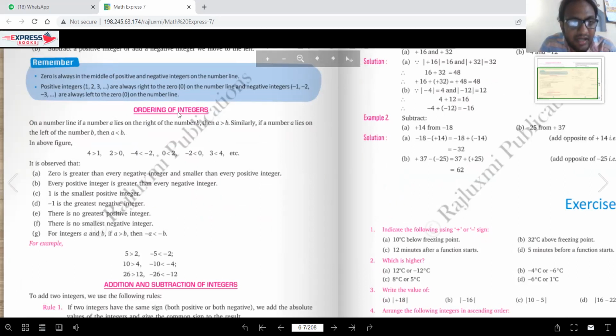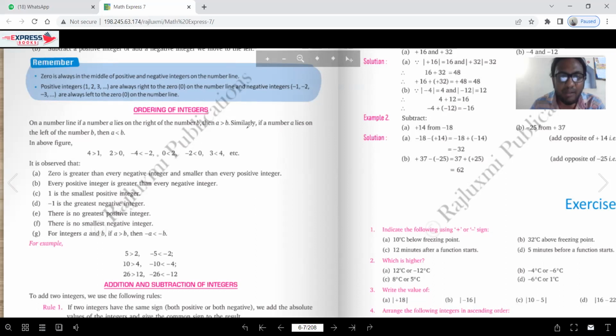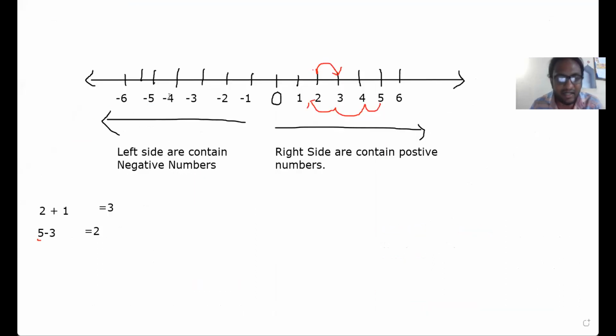On a number line, if the number A is to the right of the number B, A is greater than B. Similarly, if number A lies on the left of the number B, then A is less than B. This is a very easy concept. Always observe the following things. You have to believe one idea: all the positive numbers are always greater than negative numbers. So you have to keep a few things in mind.